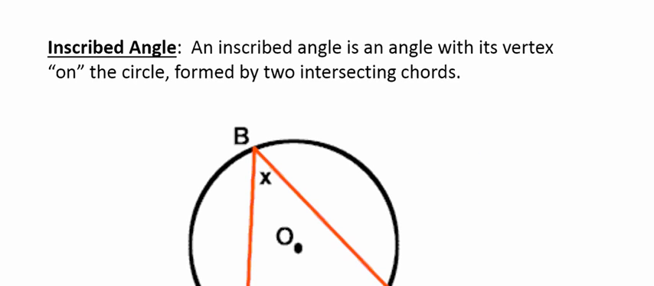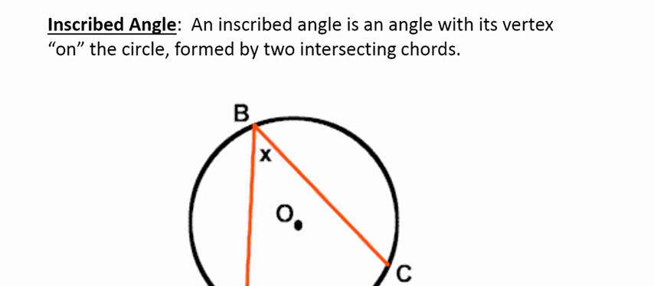All right, the second type of angle that you're going to learn about during the course of this video is what's called an inscribed angle. An inscribed angle is an angle with its vertex on the circle, and that's different than our friend, the central angle, and it's formed by two intersecting chords.